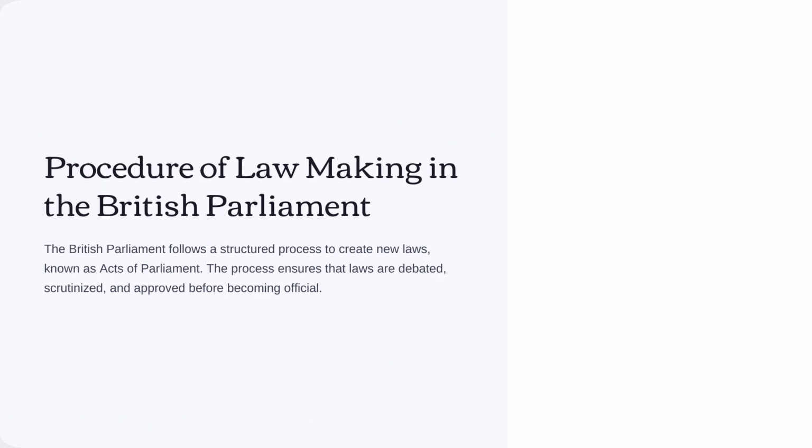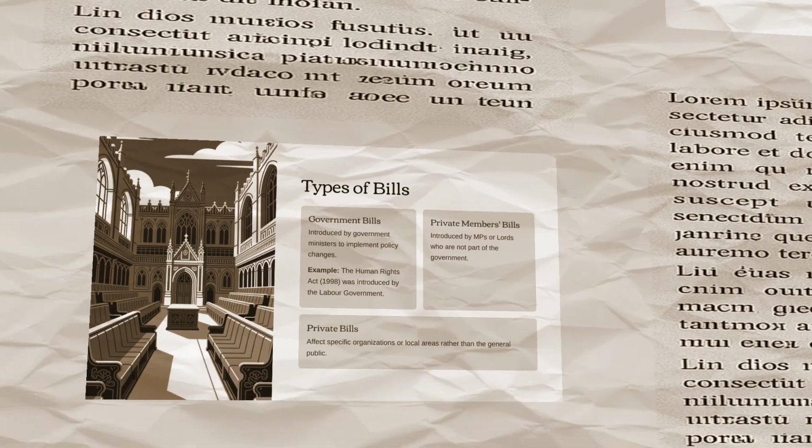Procedure of lawmaking in the British Parliament. The British Parliament follows a structured process to create new laws, known as Acts of Parliament. The process ensures that laws are debated, scrutinised and approved before becoming official.